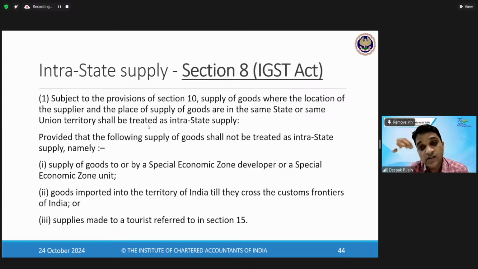But once this comes into effect, then if a tourist says, I'm a tourist, we will have to charge interstate supply. We have to charge IGST. But now it is only there in the law. So if he's consuming here in your place itself, you will charge him CGST, SGST. But supply to SEZ and imports will always be not an intrastate, it will be an interstate supply.